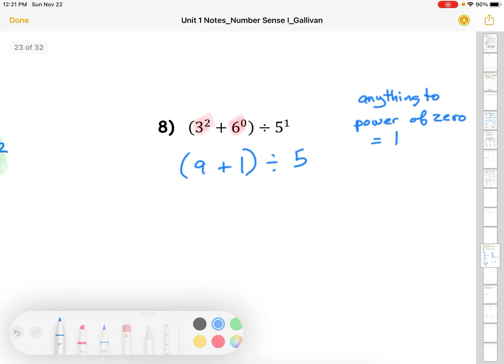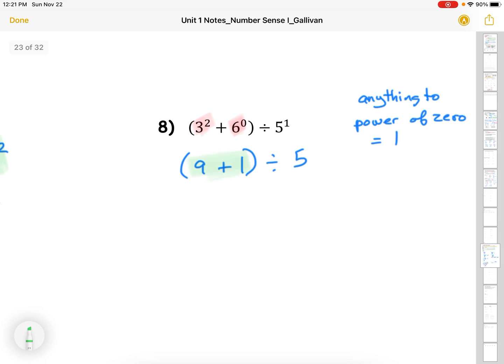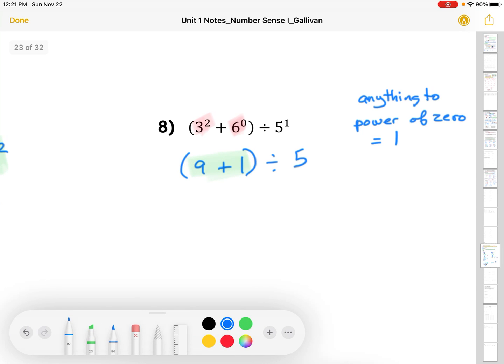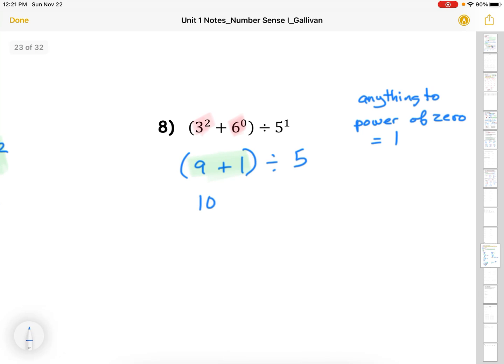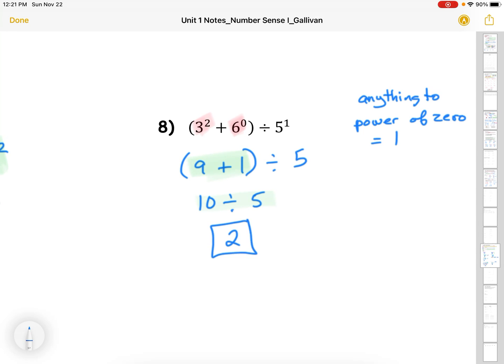Okay. Now our next step is to do the brackets before we do our division. So 9 plus 1 is 10 divided by 5. And finally, we can do that division. 10 divided by 5 is 2.